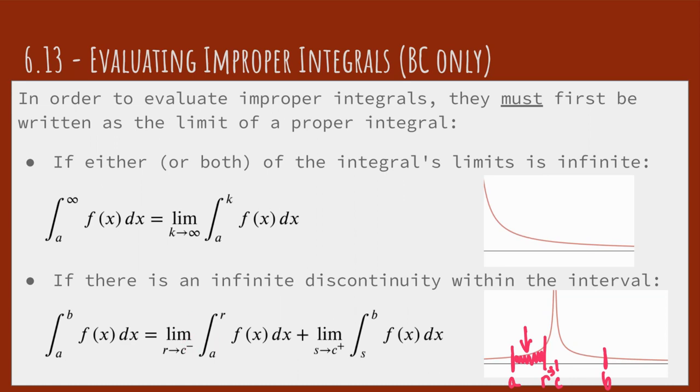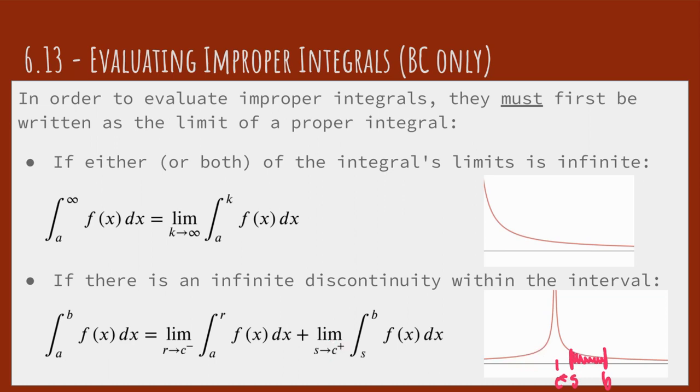And so then we look at the limit as s approaches c from the right. So on the right side, we're looking at this part over here, and we're going to pick some number that we know is going to give us a finite value because it's a proper integral, and then we're going to look at what happens as s approaches c from the right side. So notice the one-sided limit there.